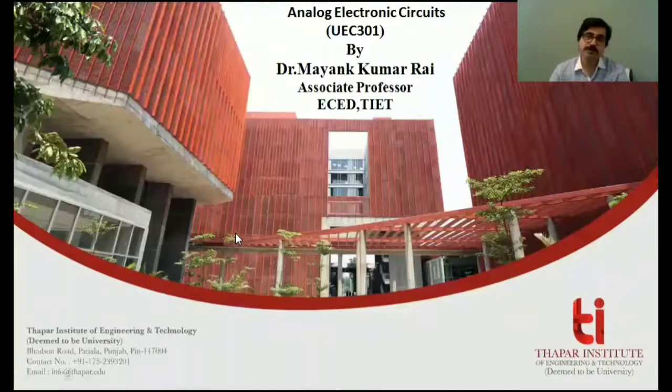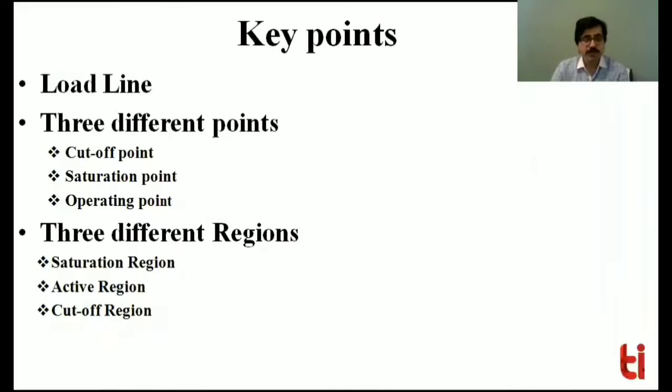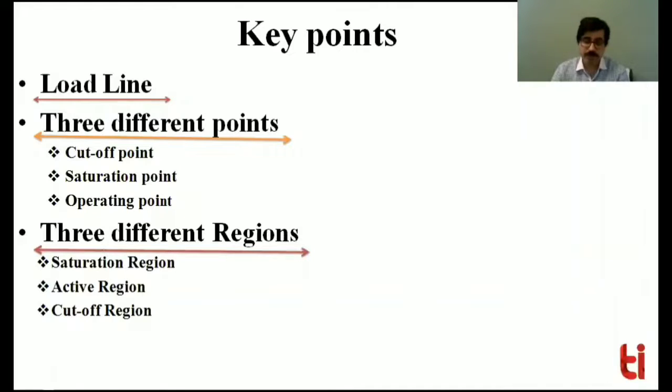Today I am going to take a lecture on load line analysis. In this lecture, I will be covering these key points. Number one, load line. Number two, three different points. And last one, three different reasons in the context of bipolar junction transistor biasing. The main goal of today's lecture is to learn how to draw the load line and how to identify these three reasons along with three different points in a given output characteristics of a bipolar junction transistor based circuit which is biased in common emitter configuration.